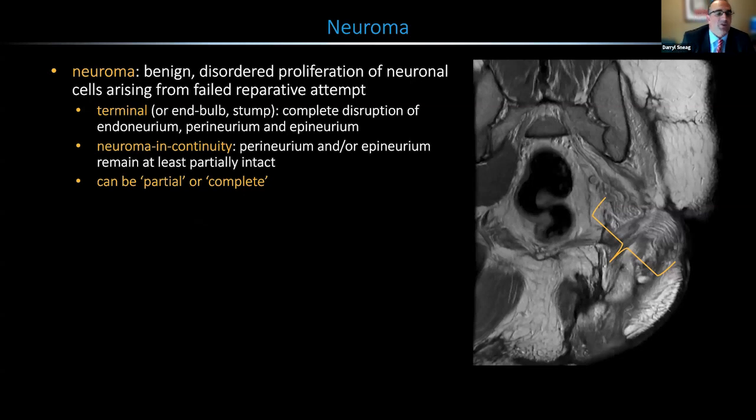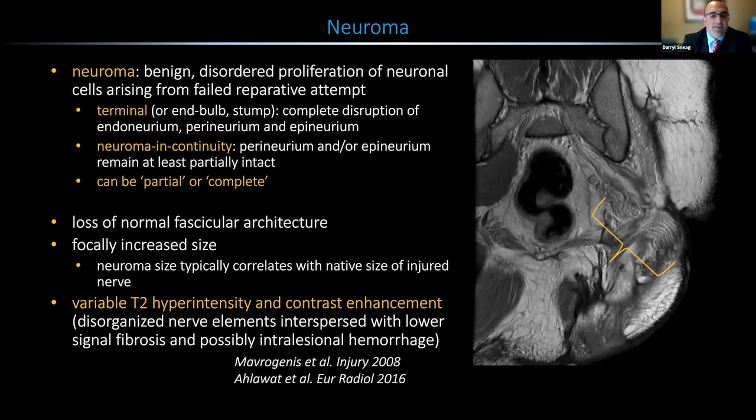As I mentioned earlier in the talk, a neuroma is a benign disorganized proliferation of neuronal cells arising from a failed reparative attempt. One caveat is to be careful about using the term neuroma in your report, because you're implying that the nerve cannot spontaneously regenerate. So if the patient does nothing, they likely will not recover unless surgery is performed. So I only use the term neuroma in a report when I feel fairly confident that I'm in fact dealing with a neuroma.